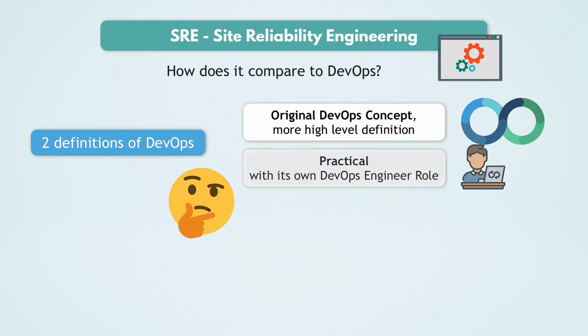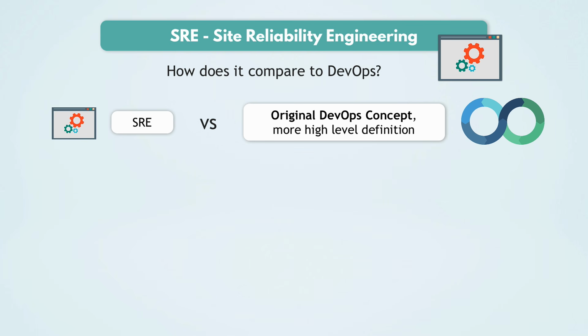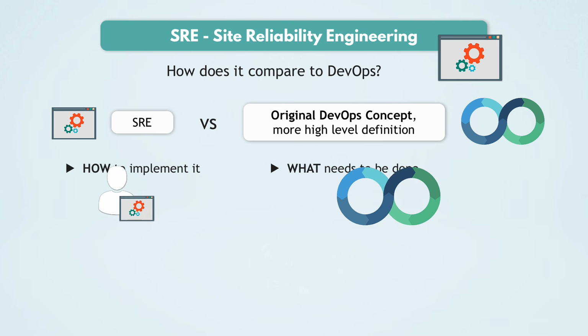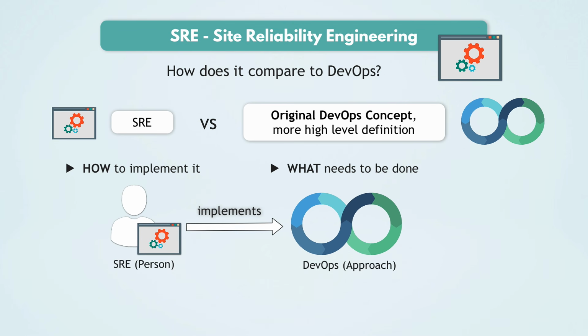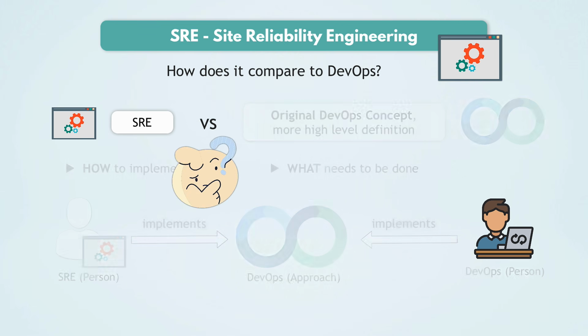So when we compare DevOps with SRE, it's important to know which definition of DevOps we're using for this comparison. So with the first broader definition, DevOps is a more high-level concept that defines what needs to be done to achieve the automated, streamlined release process, while SRE is more specific about how to exactly implement this process and how to implement DevOps principles. So many people would say that SRE is a specific implementation of the DevOps concepts. But as we saw, DevOps itself also became more practical with its own role and specific technologies and ways to implement it. So what's the comparison here?